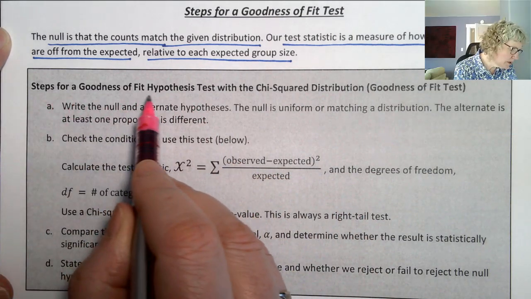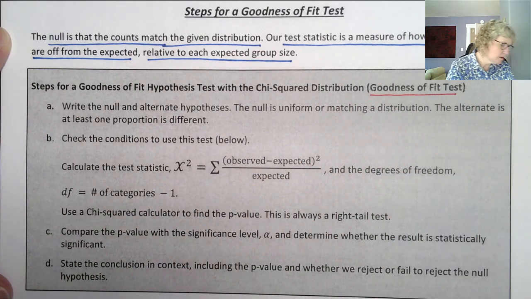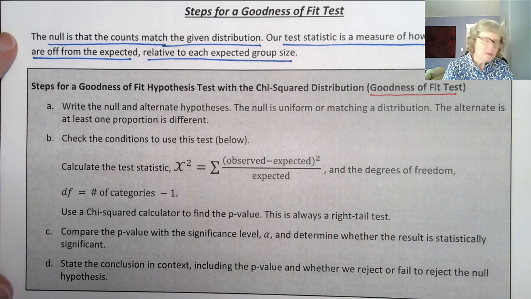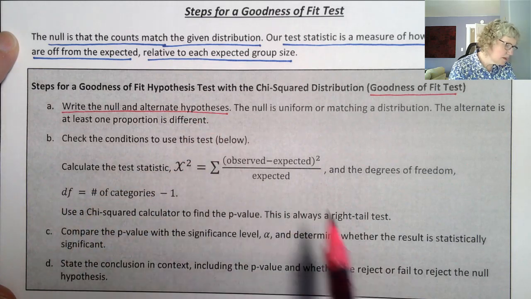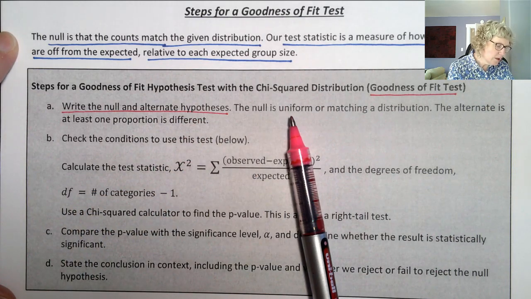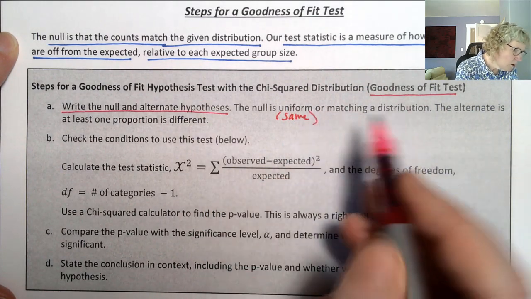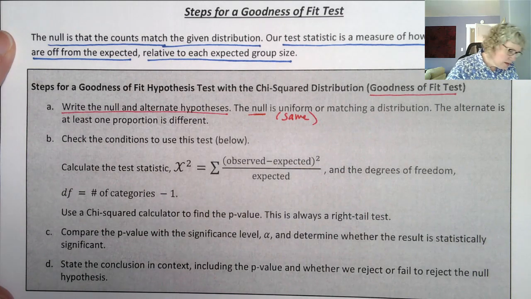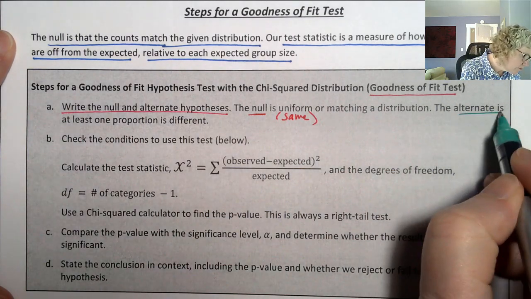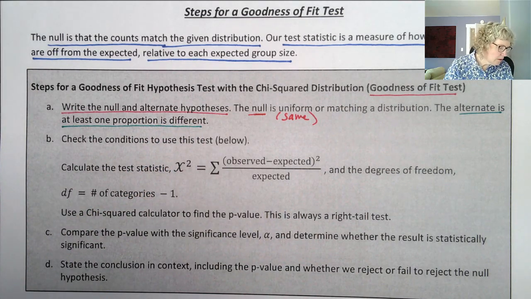So, steps for a goodness of fit hypothesis test with a chi-square distribution, and this is called the goodness of fit test. Okay, so our steps are just like you're used to: write the null and alternate hypotheses. The null is uniform, meaning all the same, or matching a distribution, okay? And the alternate, so that's the null. The alternate is at least one proportion is different.